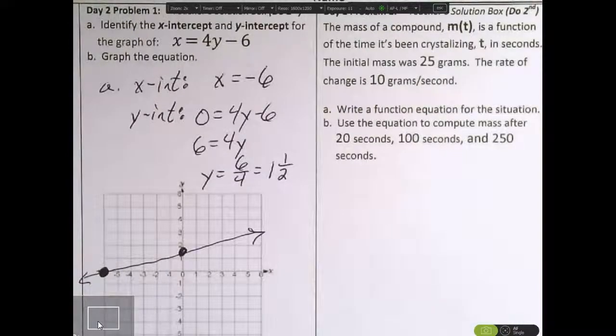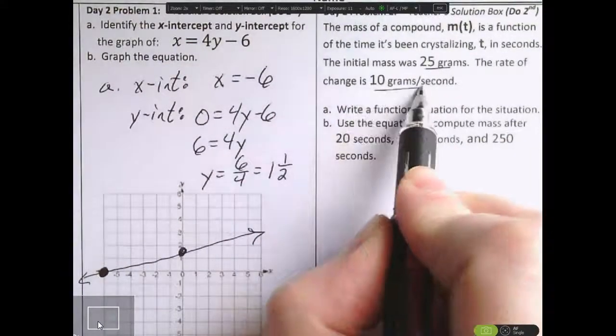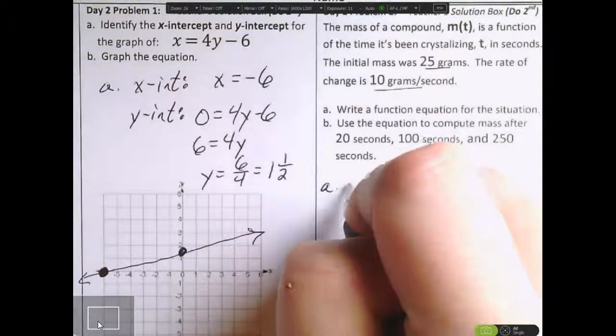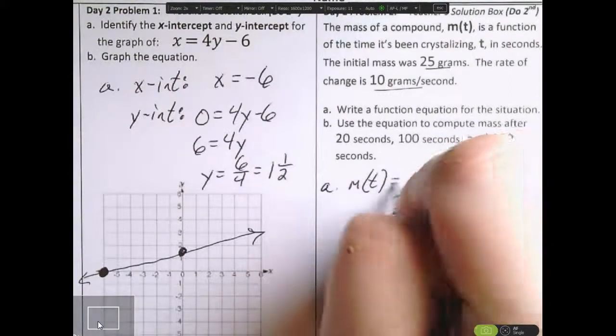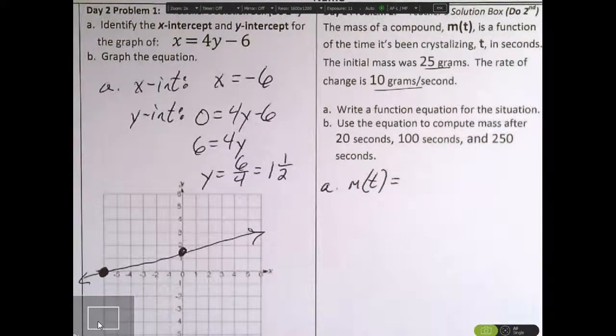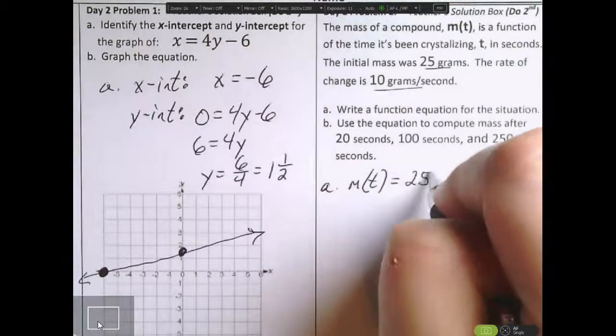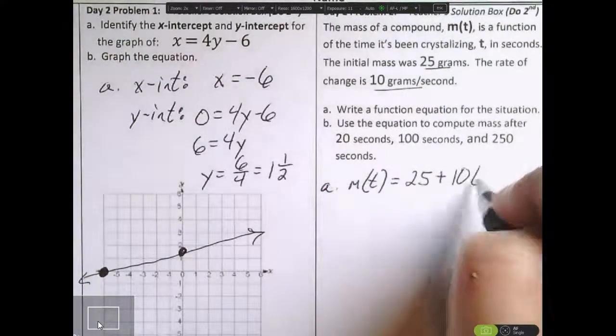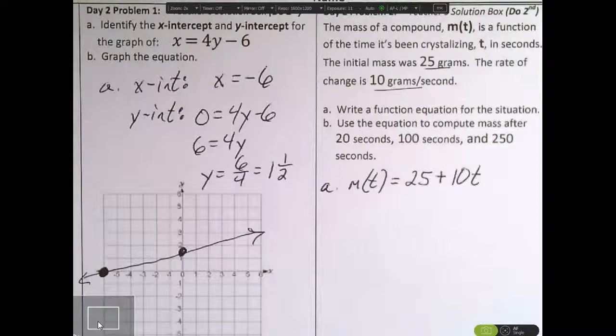Now, day 2, problem 2. The mass of a compound, m of t, is a function of the time it's been crystallizing, t in seconds. The initial mass is 25 grams, and the rate of change is 10 grams per second. Write a function equation for the situation. So, m of t equals, the mass of the compound was 25 grams to begin with, plus it is increasing 10 grams per second. Let's use the letter t to represent the number of seconds. Here is our function equation.